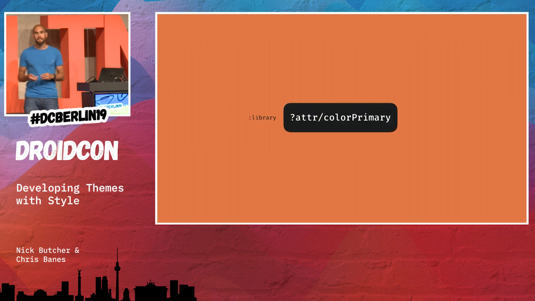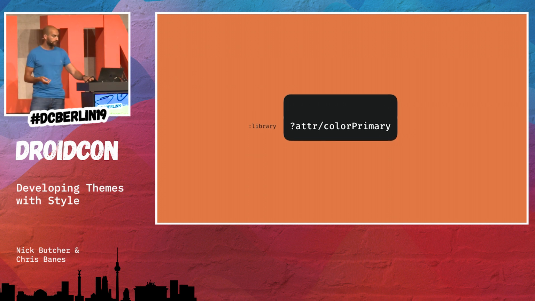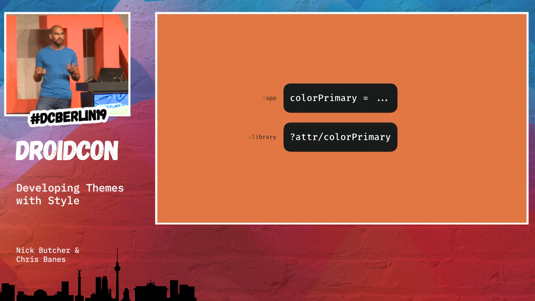What's cool about that is it enables you to clean up your styling and theming a lot. For example, a library like AppCompat or Material Components can define one of these theme attributes. It can declare a theme attribute like colorPrimary, and then later on in your application, you can supply a value for that. So it separates the declaration from the value being supplied.